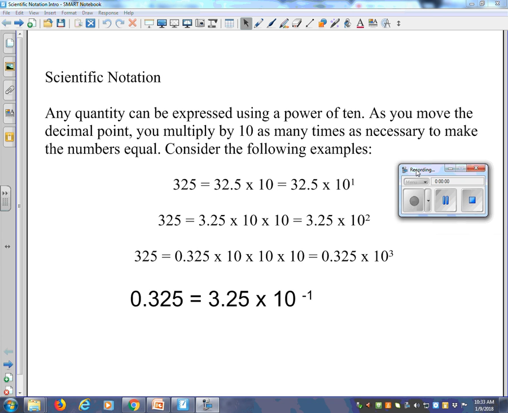I'll try that again. We use scientific notation to describe really, really big numbers or really, really small numbers. Now, unfortunately, things in the electricity world are really, really small. Okay? The charge on a single electron.